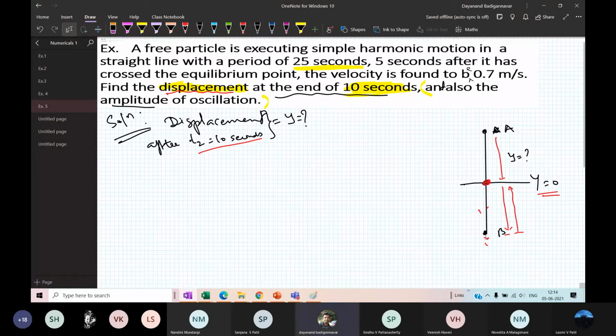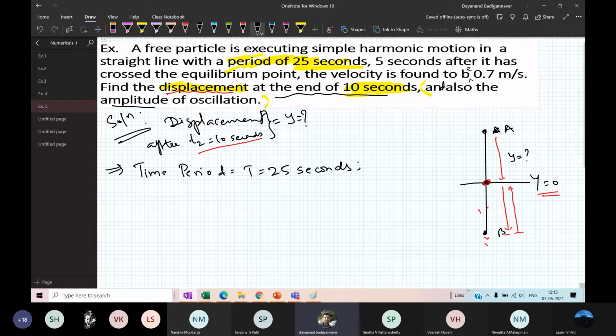So the displacement is y. What is the other information given to you? The other information is the period of oscillation. What is period? Period means the time for one to and fro motion. So the given time period T is equal to 25 seconds. This is the information that is given to you.